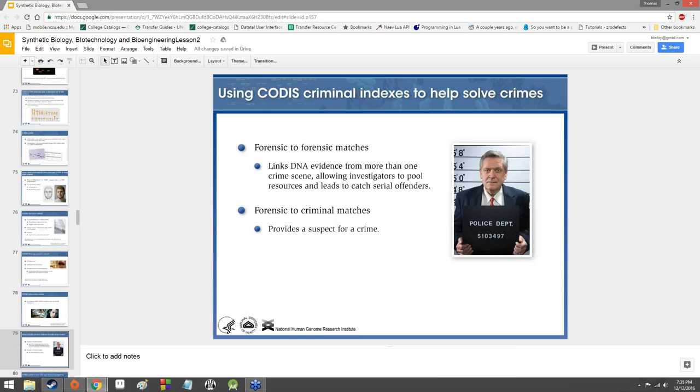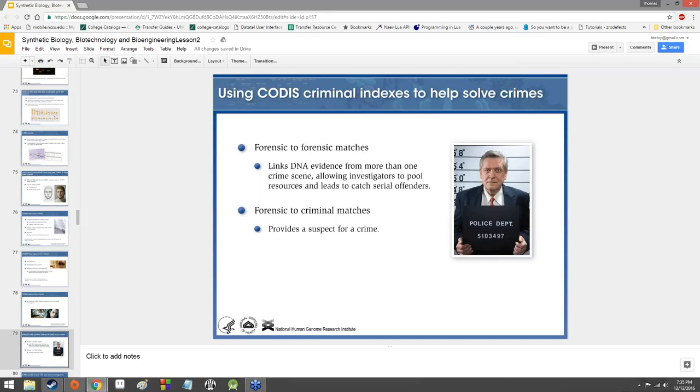Forensic to forensic matches are one of the things that forensics can use. Forensic to forensic matches link DNA evidence from more than one crime scene, allowing investigators to pool resources and catch serial offenders. Serial being multiple. So a serial offender is somebody who consistently will commit crimes, hence serial killer and stuff like that. They don't just murder once, they murder many times. They were a repeat killer. It's a lovely topic to talk about.